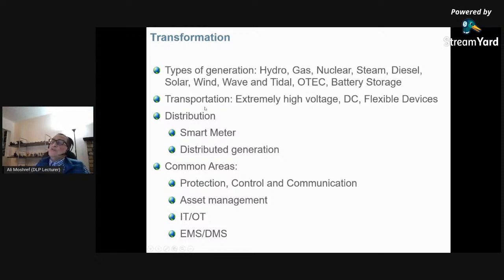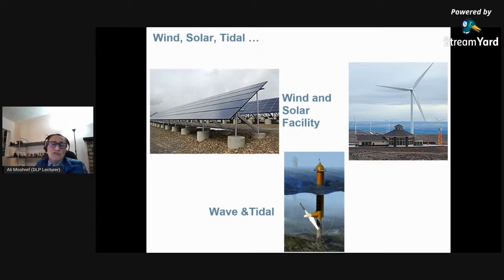And in the area of high voltage transmission lines, we have gone to extremely high voltages, flexible devices, DC systems. On distribution, we have smart meters, distributed generation. We also have microgrids, which I didn't talk about here. And there are common areas in transmission, distribution, and generation which are changing the direction of the power system. These are advances in protection and control and communication, asset management, information technology, operation technology, energy management systems, distribution management systems, etc.